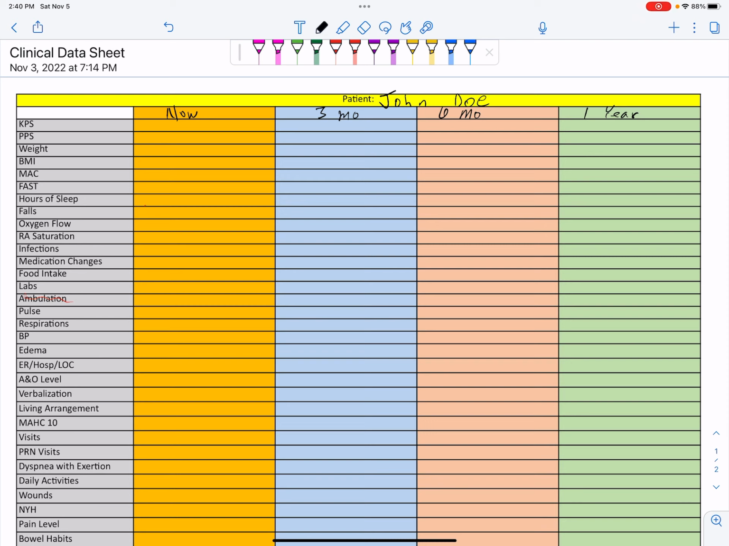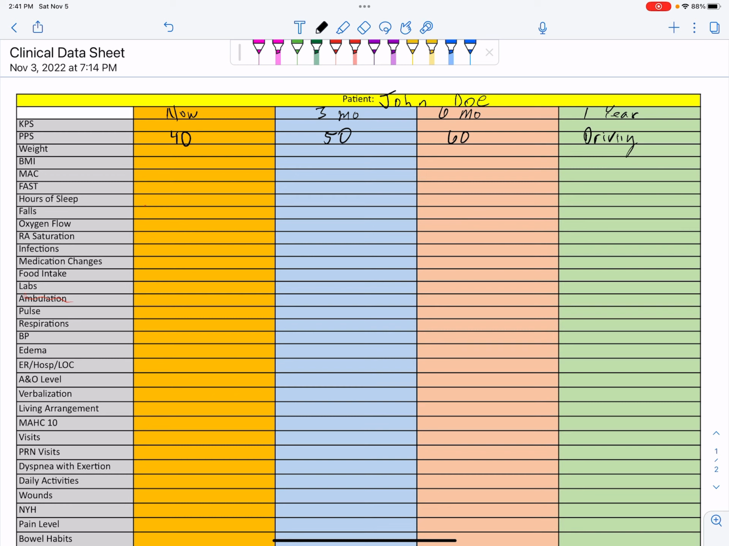So the PPS right now, when you talk to them, maybe it's 40% because they're almost always in bed and just get up a couple times a day or whatever. And then 3 months ago, maybe they were 50%. And 6 months ago, they were maybe 60%, or maybe a year ago, they were driving.